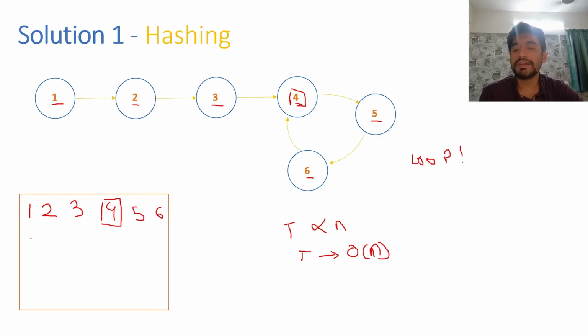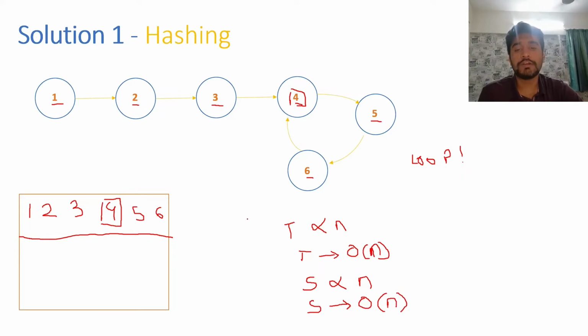We can also see that we require an additional auxiliary data structure to store the visited nodes. And if the size of the linked list is more, we shall require more auxiliary space to store the visited nodes. So we can also say that the space required for this algorithm is also directly proportional to the length of the linked list. And we can say that the space complexity of this algorithm is of the order of n. And we also denote this by big O of n.